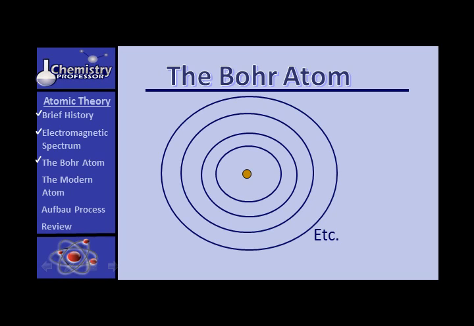Why did he think in terms of this? Because he was able to do a calculation in which he proposed that the radius of these orbitals was equal to 52.9 picometers times n squared. And what is n? N is 1, 2, 3, 4, etc., on out theoretically to a large number, but whole numbers representing those various orbitals.